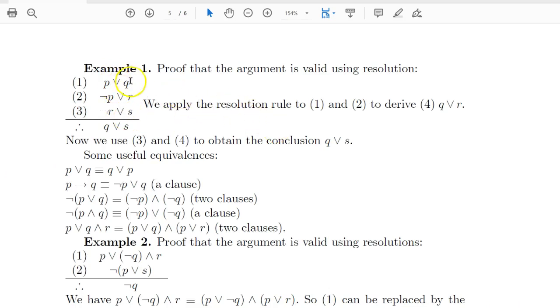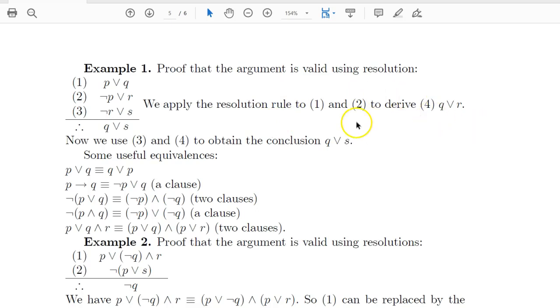So in each step, we select 2 clauses. Select 1 and 2. Eliminate P and not P. What remains is Q or R. So Q or R is a true proposition. Denote this by 4. Now we have 1, 2, 3, 4 true propositions. We can select any two of those 4.